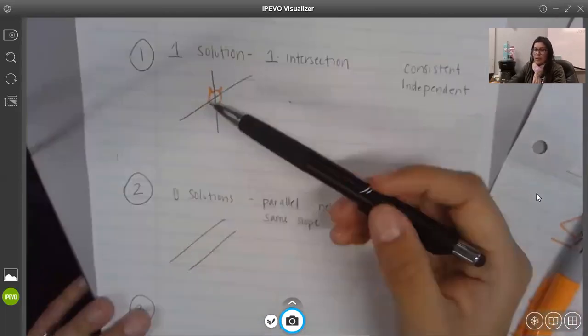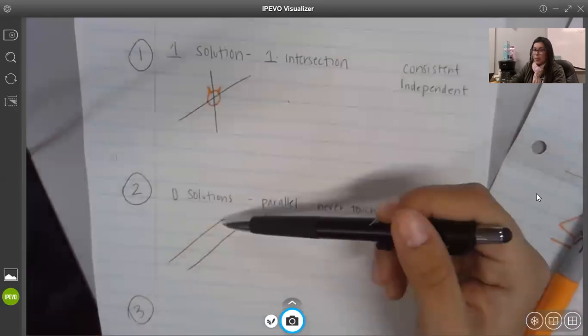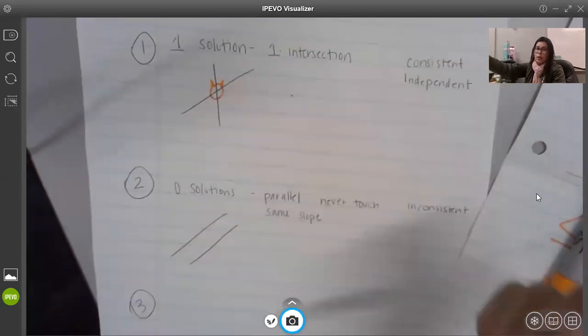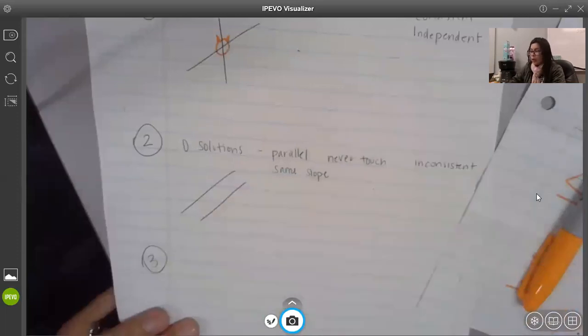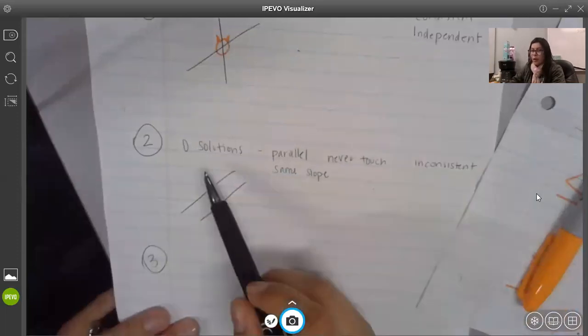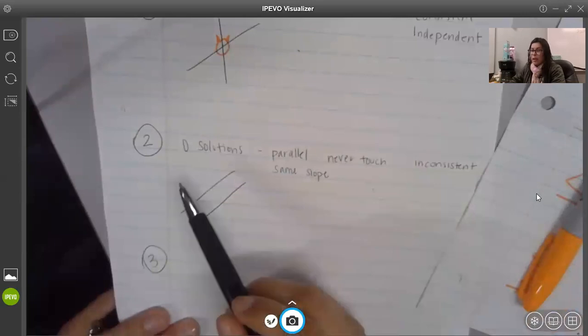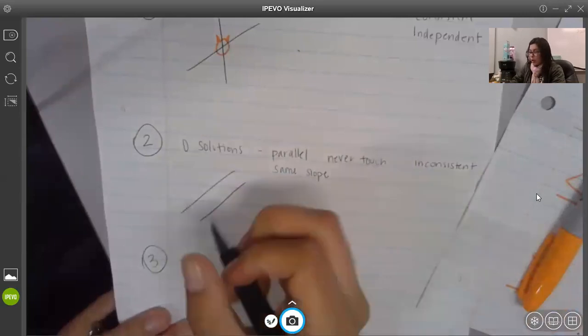There are two lines. They could touch zero times, never touch. What do you think the third one is? Because they're straight lines, you can't make it cross and touch twice. You can't make it do it three times because they're both straight. So here, I'll show you what it looks like.